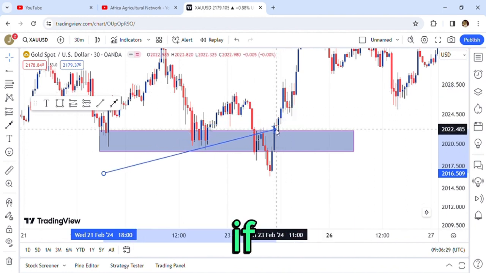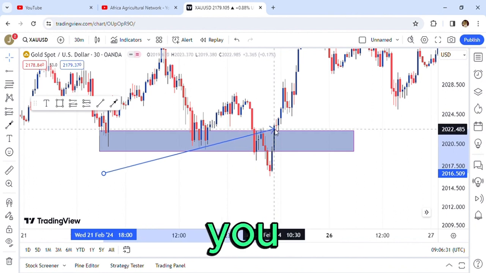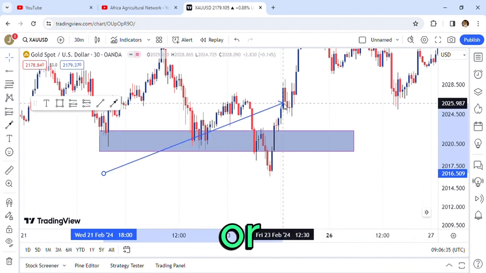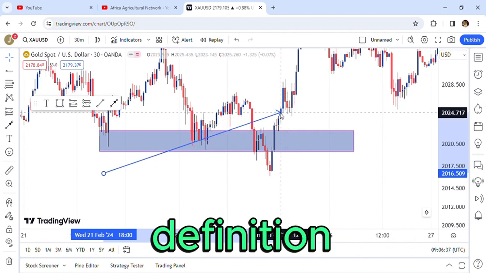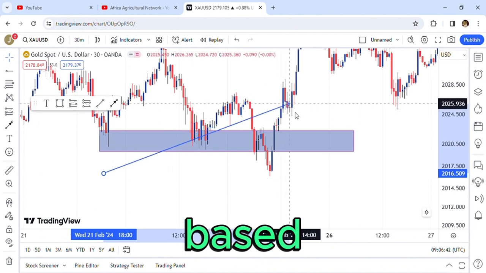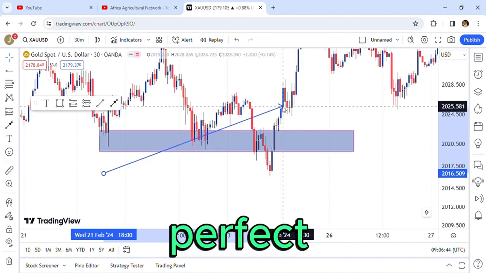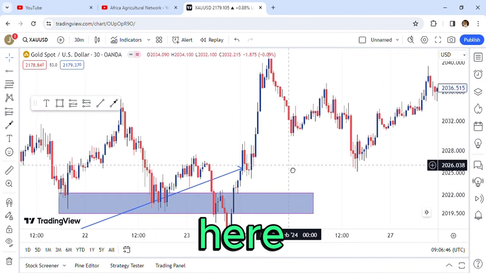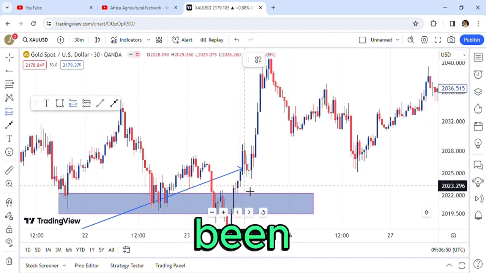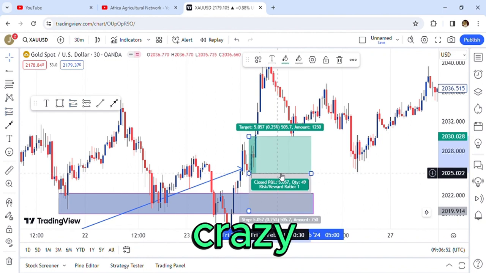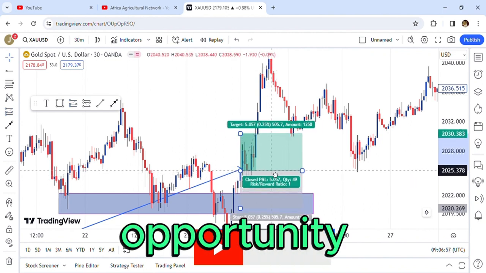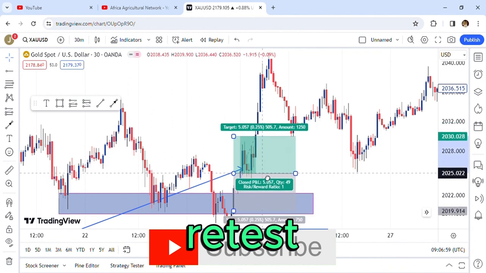If your risk appetite is high, you can enter from right over here, or the perfect definition of a retest would be right over here, where price created a rally, base, rally, and it would be perfect to enter from right over here. So how many pips would you have made from here? This would have been some crazy profit opportunity. So you wait for the retest.